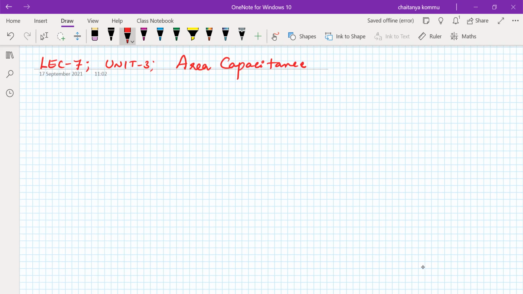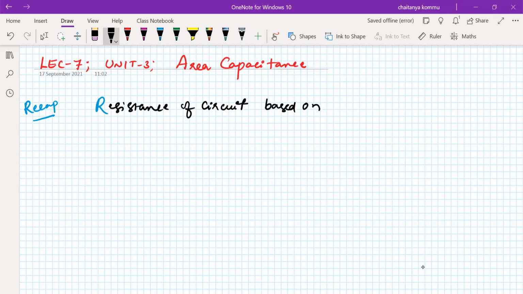In the last class, we have seen that. Let us recapitulate what we have seen in the last class. Recap: we found the resistance of a circuit, based on the sheet resistance concept.